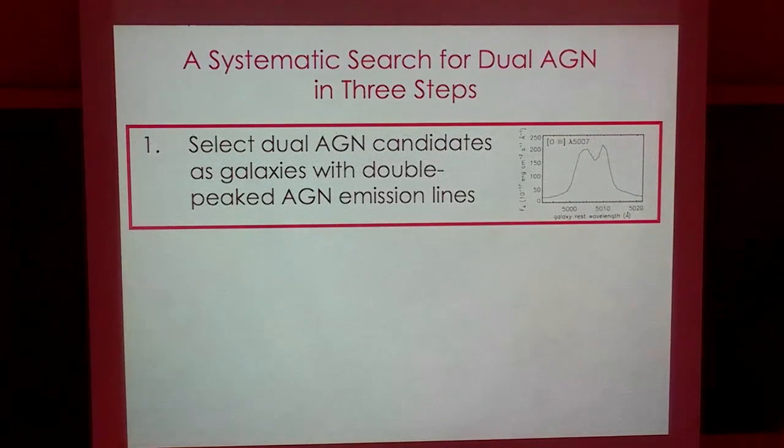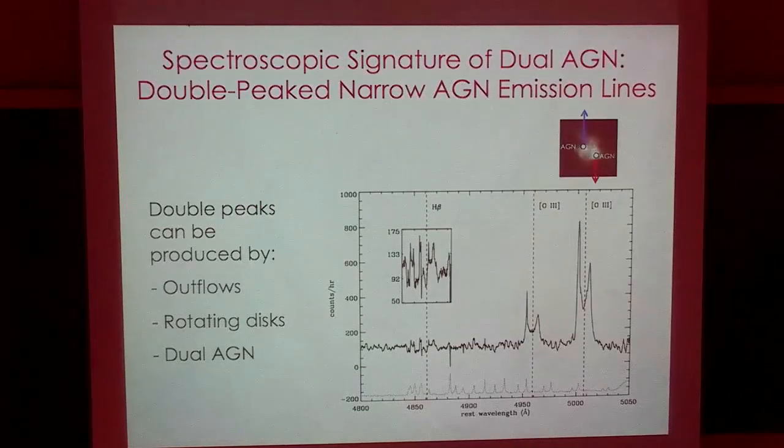We start out with spectroscopic surveys of galaxies where we look for AGN that have double-peaked emission lines. This is somewhat of an analogy to the double-peaked broad lines that I mentioned as a possible signature for binary supermassive black holes. But here the separations between the black holes are large enough that the narrow line regions are not overlapping. So we can look at double peaks in the narrow line regions instead of the broad line regions.